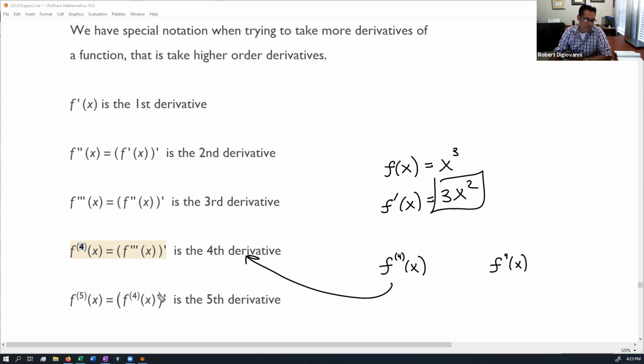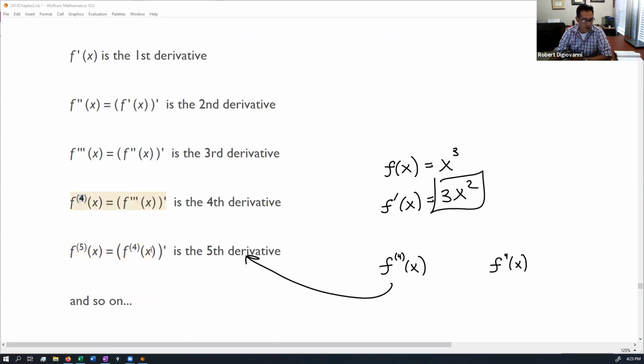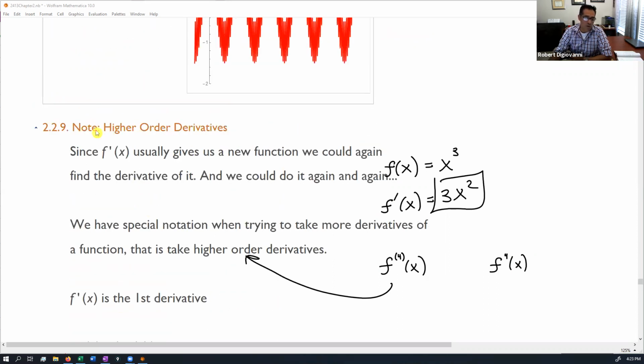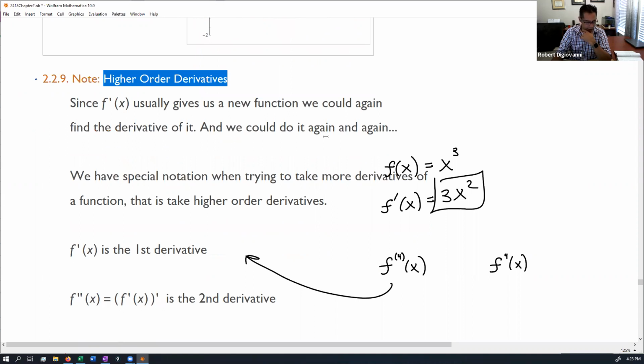And then the 5th derivative would be 5 here, and again, you could go on forever and ever. These are all called higher order derivatives. And in this class, what we're going to see is that the first derivative is very important, and the second derivative of a function is very important. Third and fourth, fifth, they're important, but not as important as the first and second. I'll explain what they mean later, not today.